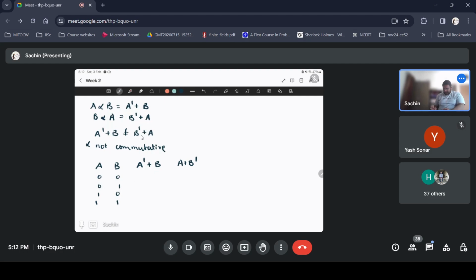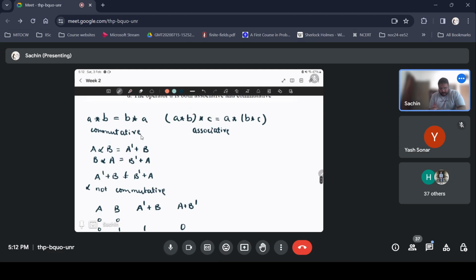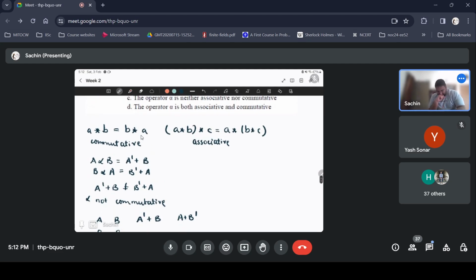the first one is 0 prime plus 1, right? Which is 1 or 1, which is nothing but 1. So A prime plus B will give you 1. But the second one is 0 plus 1 prime, which is nothing but 0 or 0, which is nothing but 0. So for the same input combination, the output is different. First one gives you 1, second one gives you 0. So those two expressions cannot be the same. Okay, it's not commutative. Let's check if it's associative.